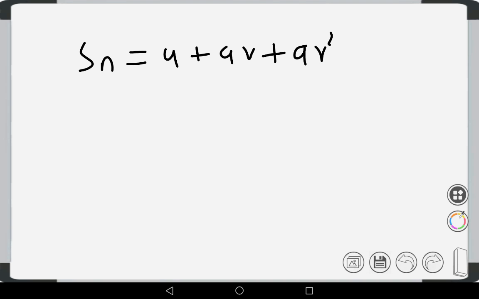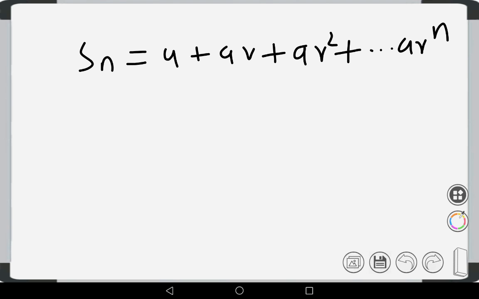Now there is a way to prove your formula. In grade 12 you have to prove that formula. To prove the formula for Sn, we know that it is a plus ar plus ar squared, and so on until ar to the power n minus 1.